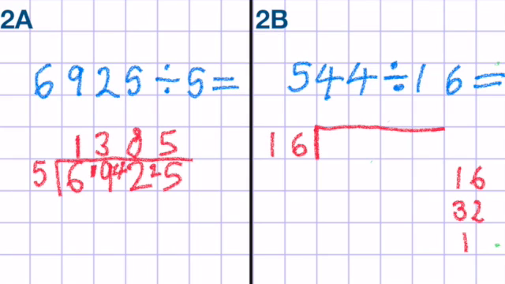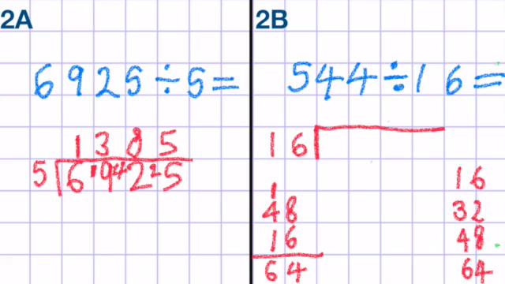32, 48, and then if we just do 48 add 16, 6 add 8 is 64. Let's just double check we've done that right. So 16 add 16 is 32, yeah? 32 add 16, 48. And then 48 add 16, 64. Okay, so 544.